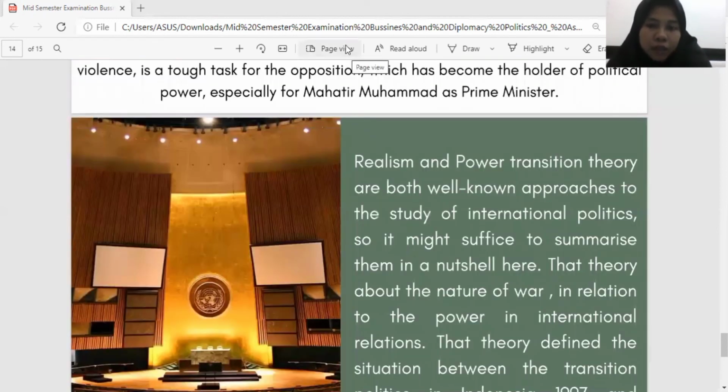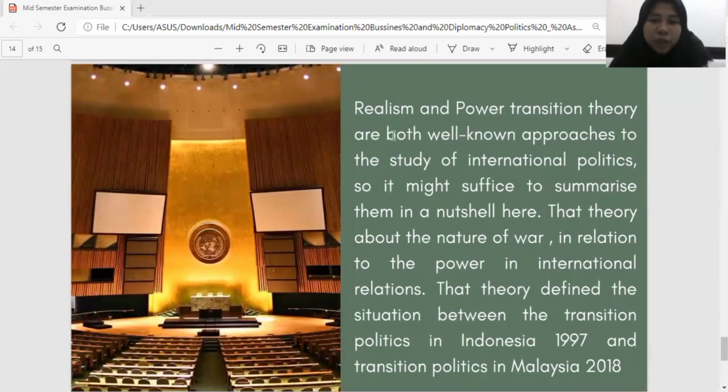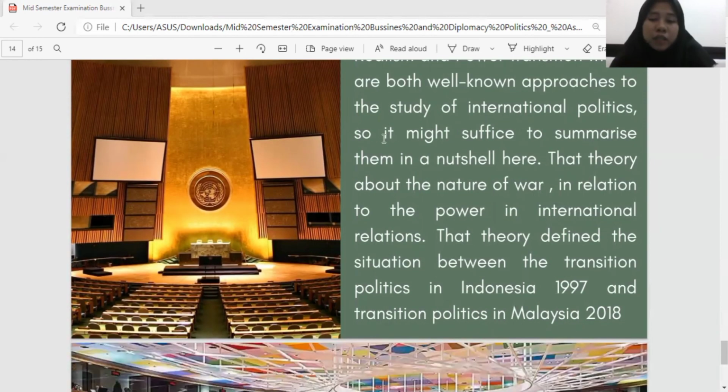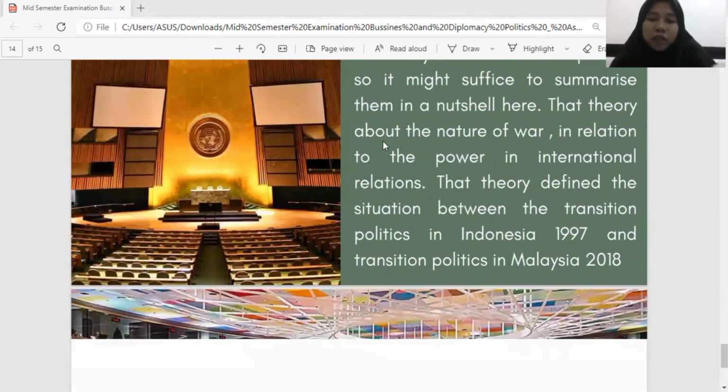The realism and power transition theory. I choose these theories because they are both well-known approaches to the study of international politics, so it might suffice to summarize them in a nutshell here. The theories about the nature of war in relation to power in international relations, I think, define the situation between the transition politics in Indonesia in 1997 and transition politics in Malaysia in 2018.